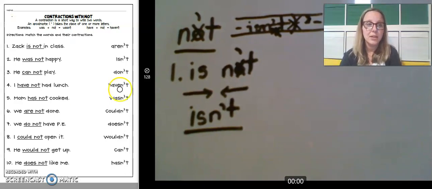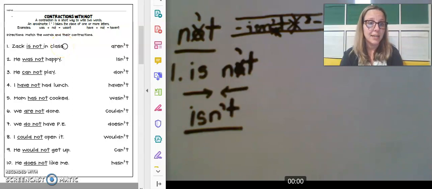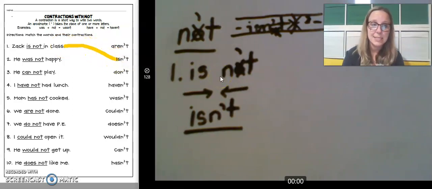So if we look here on our worksheet, we have Zach is not in class. And now we're going to look and try to find the contraction isn't. And I see it right here. So you can take your pencil or pen or crayon or whatever it is you're using to do this assignment and draw a line from number 1 over to the contraction isn't.